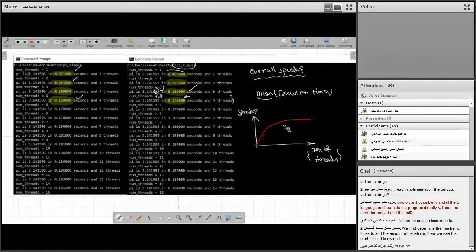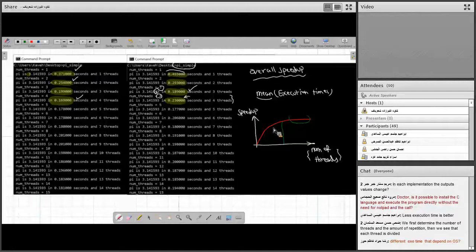As we can see, after a certain number of threads we cannot get more speed up. We cannot see better speed up. Okay, any question? I'm going to solve homework 3.